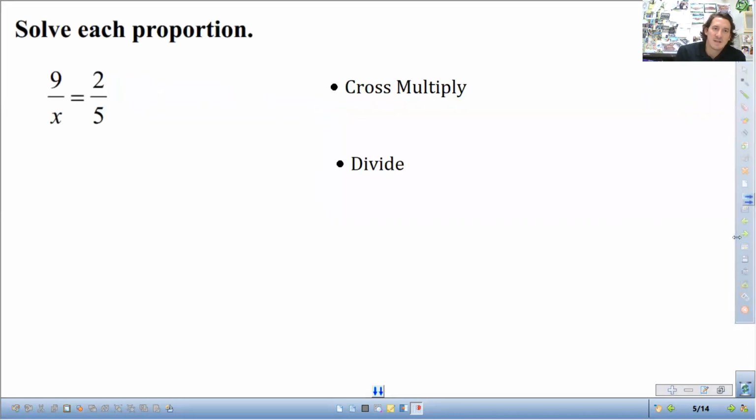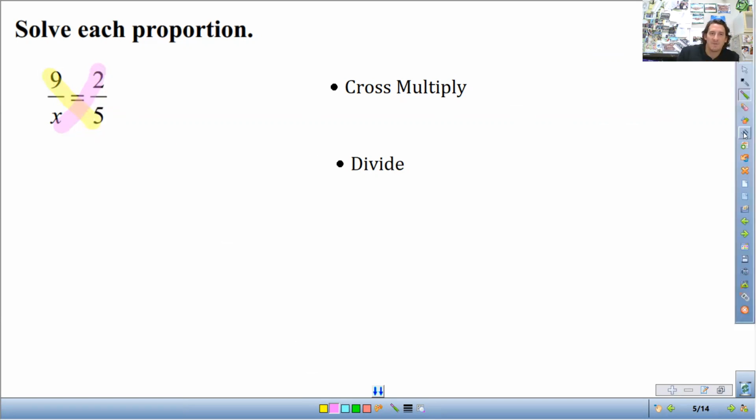9 over x is equal to 2 over 5. Simple steps to solve, cross multiply. So we cross multiply over the equal sign. So it's going to be 9 times 5 and then x times 2. So when you cross multiply, you're doing the top of one fraction times the bottom of the other. And then it's the top times the bottom.